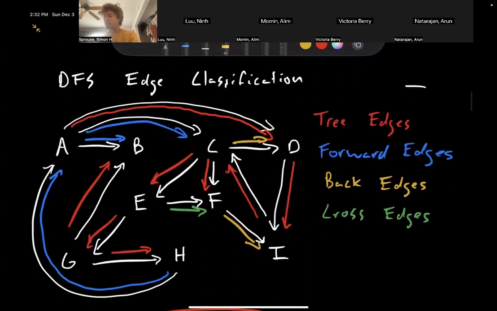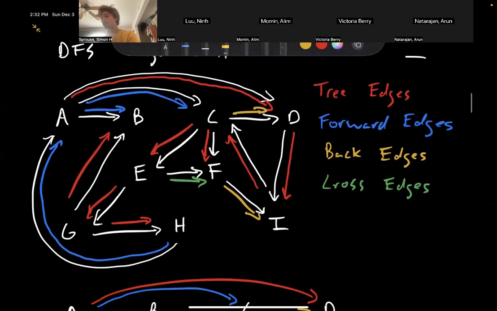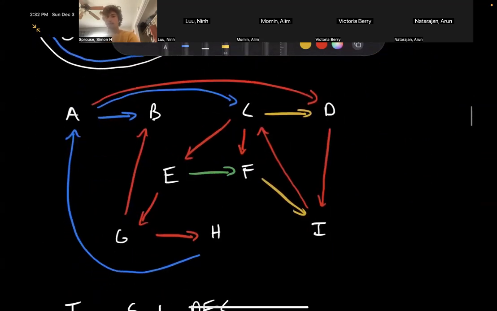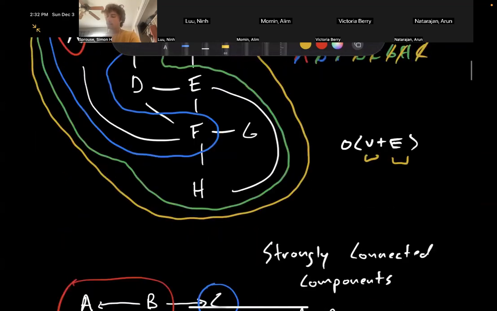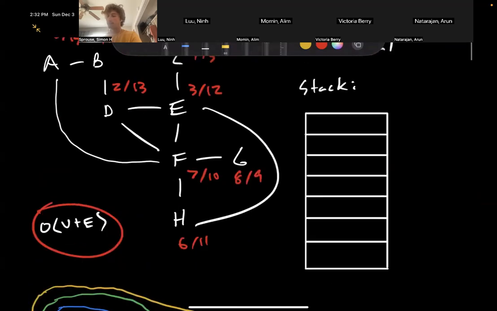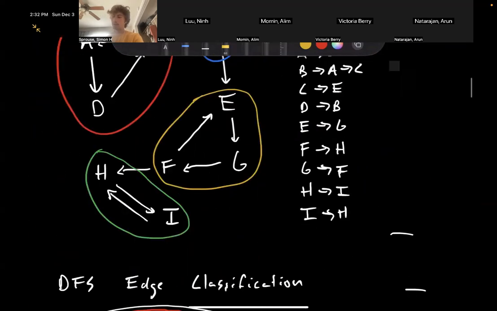For DFS edge classification, it's pretty much the same. They might give you an adjacency list and ask which edges are tree edges, which ones are forward, back, cross edges, right? Or they might even show you a picture and ask you to identify, looking at this picture, which one is which type of edge. So from what we've seen so far, those are some off-the-dome test questions you might run into.